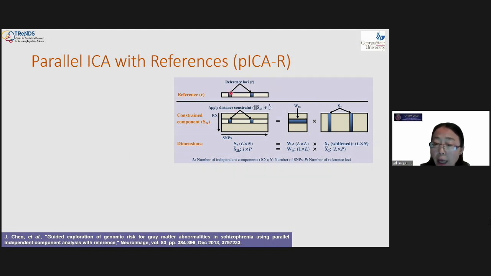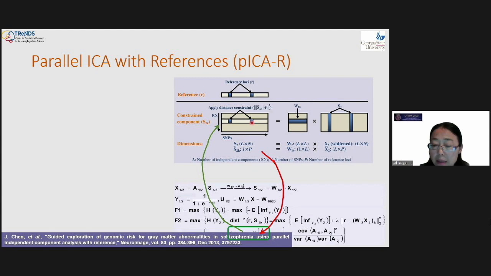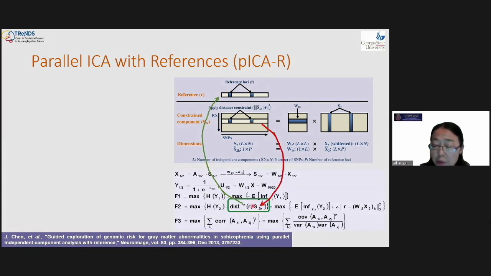Reference means that we highlight the regions we know should be involved. For the rest of the regions across the genome, we use a data-driven approach to define whether they are involved or not. So in other words, we are looking at components that are highly weighted in these particular reference regions. Mathematically, we build a distance measure between the references and the component, and we want to minimize the distance between the reference and the components.